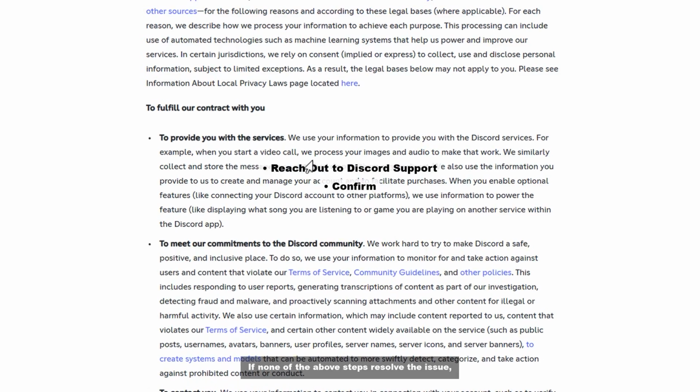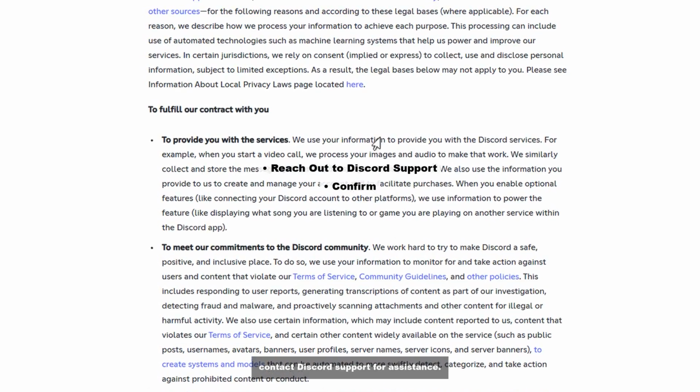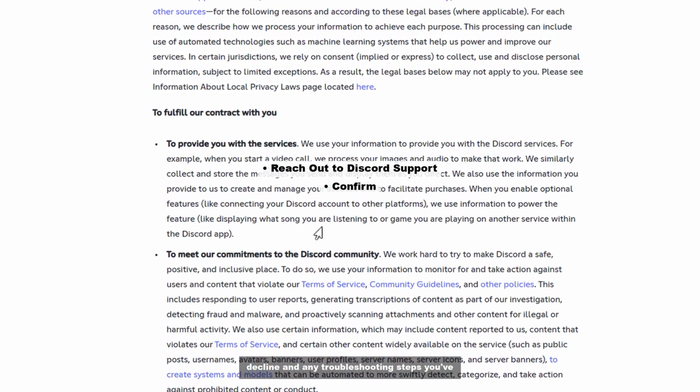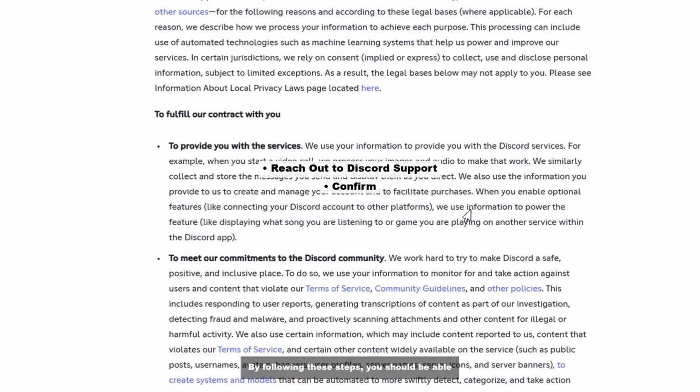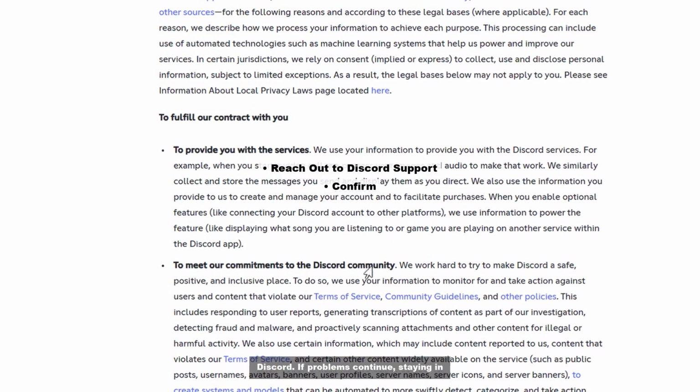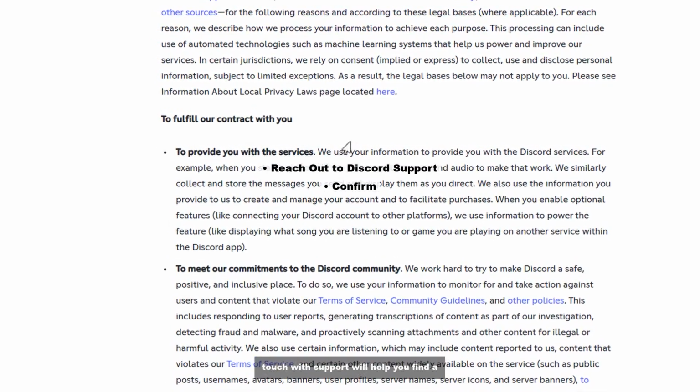Step 5. Reach out to Discord support. If none of the above steps resolve the issue, contact Discord support for assistance. Provide them with details about the payment decline and any troubleshooting steps you've already taken. By following these steps, you should be able to resolve repeated payment declines on Discord. If problems continue, staying in touch with support will help you find a solution.